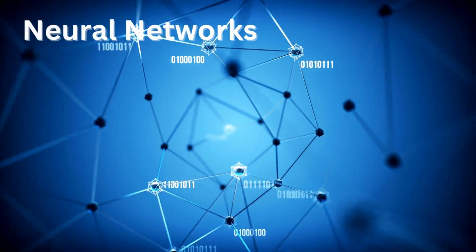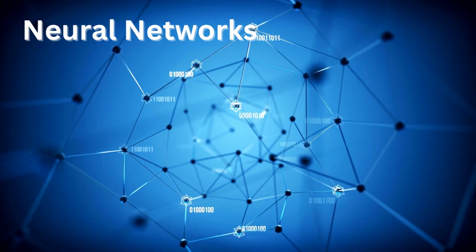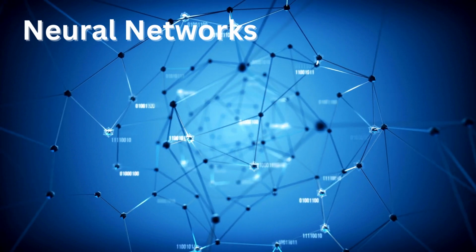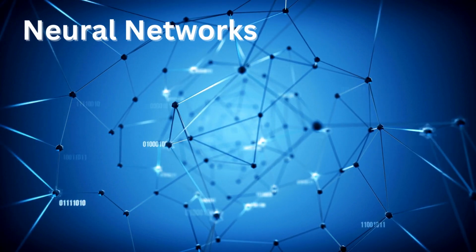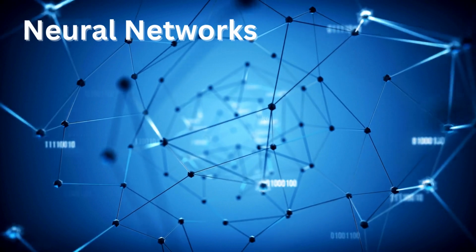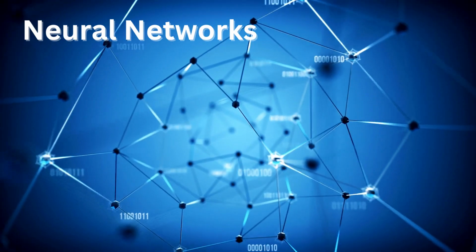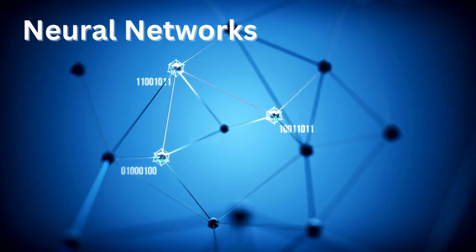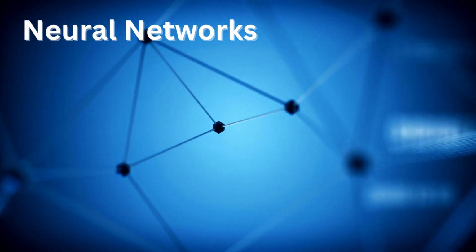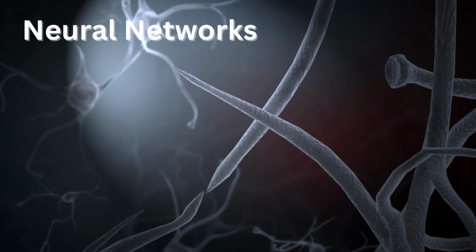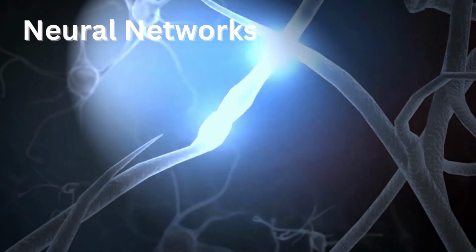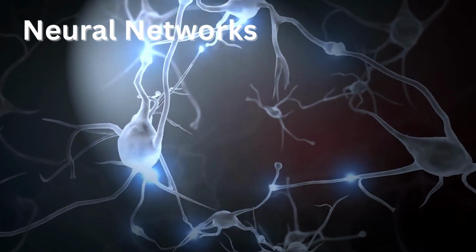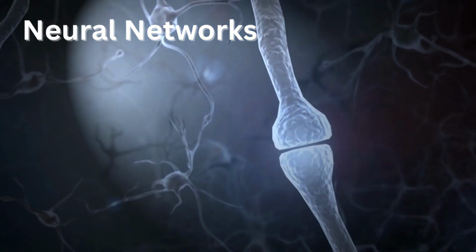Neural networks are a type of machine learning algorithm that is modeled after the structure of the human brain. They are composed of interconnected nodes called neurons, which work together to solve complex problems. Neural networks are capable of learning from large amounts of data and improving their performance over time through a process called training.